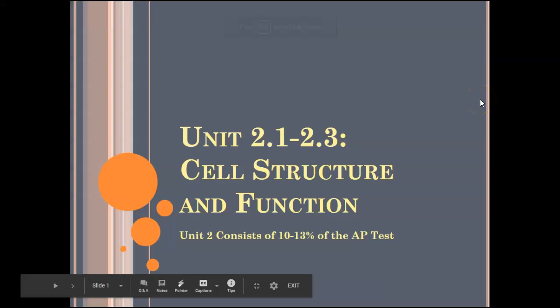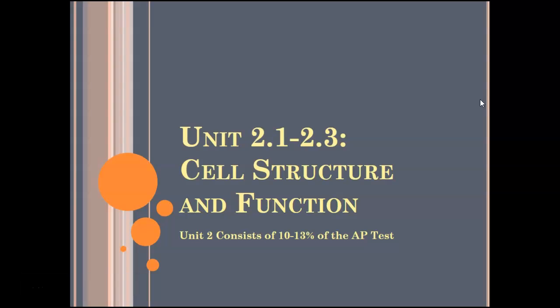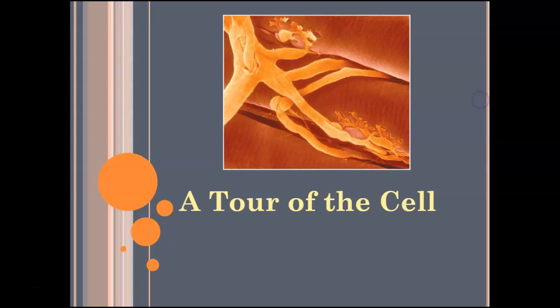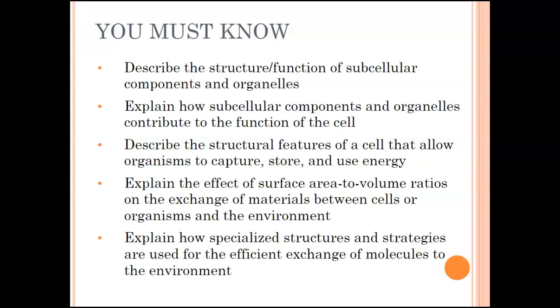Unit 2.1 to 2.3, Cell Structure and Function. We will start by taking a tour of the cell. These are things you must know. This is considered in scope with AP Biology. Please review these so your studying can happen strategically.